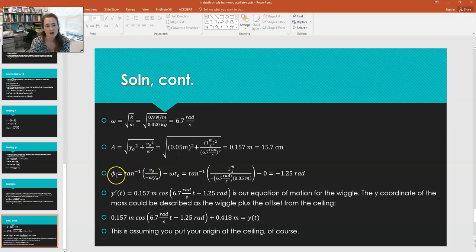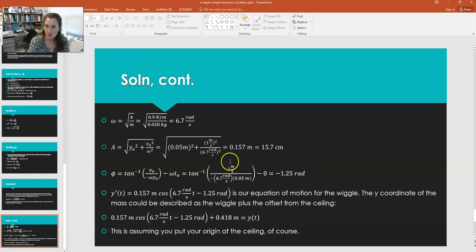Okay, next we're going to solve for the phase constant phi. The formula that we developed is the inverse tangent of v naught over negative omega y naught, minus omega t naught. Now, we're starting our clock at t equal to 0 when we pull the thing down and then give it a release, right? So that means that this omega t naught term goes to 0, and then we just have the inverse tangent of 1 meter per second over negative 6.7 radians per second times 0.05 meters. When I take that inverse tangent, I get negative 1.25 radians.